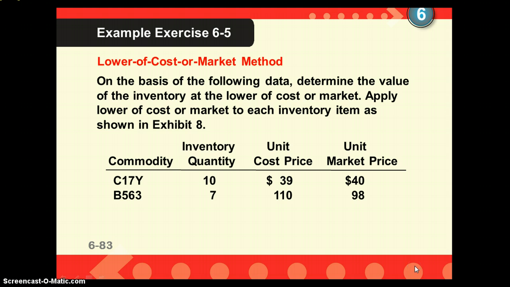So let's take a look at a problem. We have the following data. We're going to figure out the value of the inventory at lower of cost or market. Just like the previous table we just looked at, we've got commodities C17Y and B563. We have our inventory quantities, 10 of C17Y, 7 of B563. Unit prices, market prices. So make sure you take your quantity times unit cost price to get that total cost, quantity times unit market price to get that total market, and calculate the lower of cost or market. Pause, take a moment to do that, then restart to see if you've got it correct.